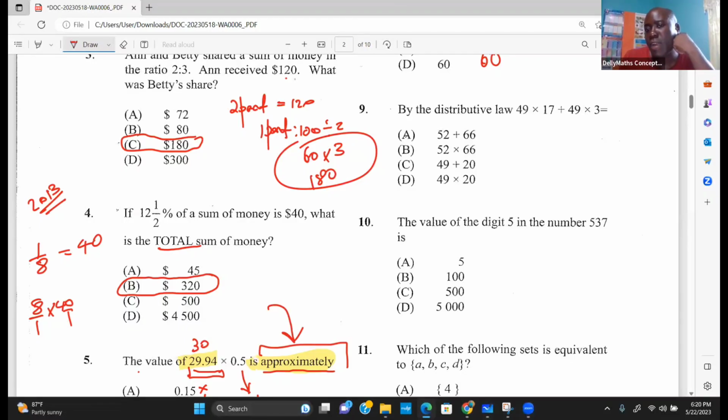All right, again, this is a repeat question. I saw this last night. All right. So we could factorize out the 49. You get 17 plus 3. So this is 49 times 20. So the correct response is that.